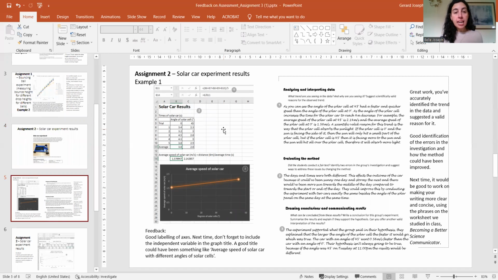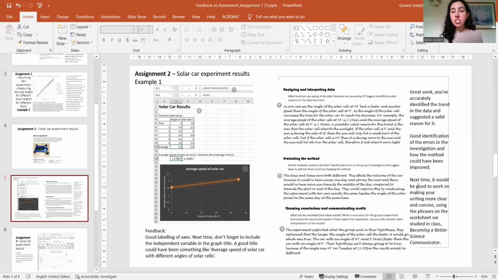This particular student has constructed a good table. It's reasonably clear. The graph is good as well. It follows most of the rules we've covered in class, such as the labelling of axes and the placement of the dependent and independent variables. The title should normally include the independent variables. So I pointed this out to the student and given an example of an appropriate title. I've commended the student for accurately identifying the trend in the data and suggesting a valid reason for it.